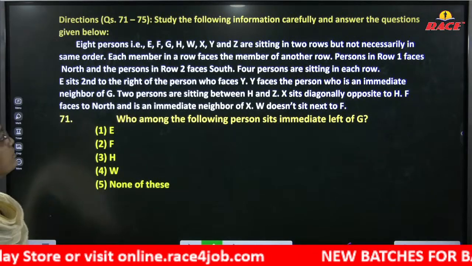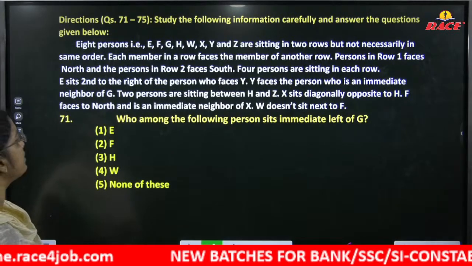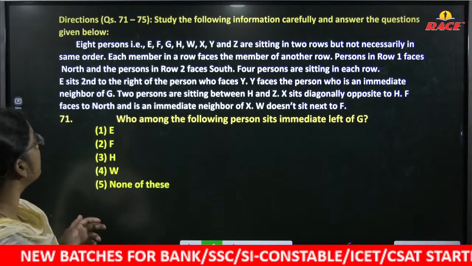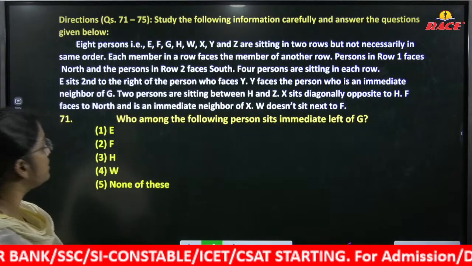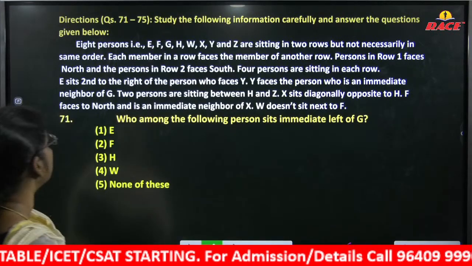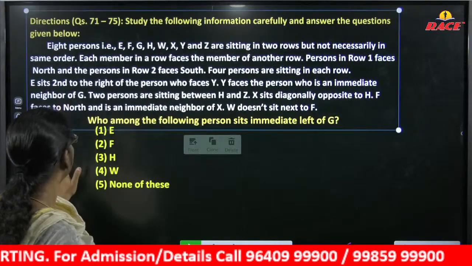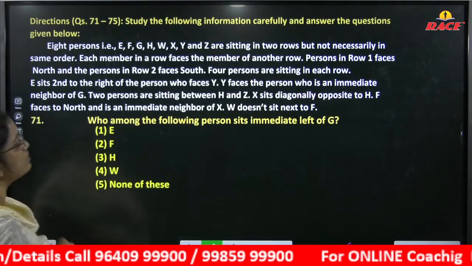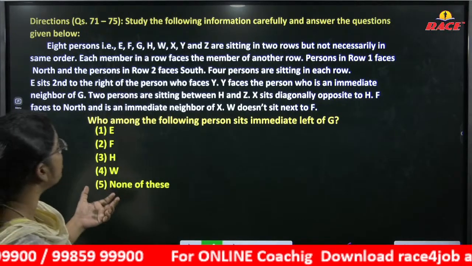So here, study the following information carefully and answer the questions given below. We are having a question related to seating arrangement. Just observe your question. So 8 persons E, F, G, H, W, X, Y and Z are sitting in two rows but not necessarily in the same order. Each member in a row faces a member of another row. Persons in row 1 face north and persons in row 2 face south.